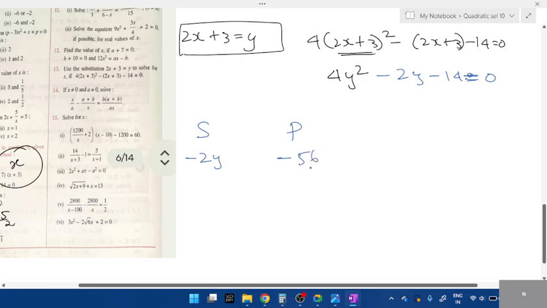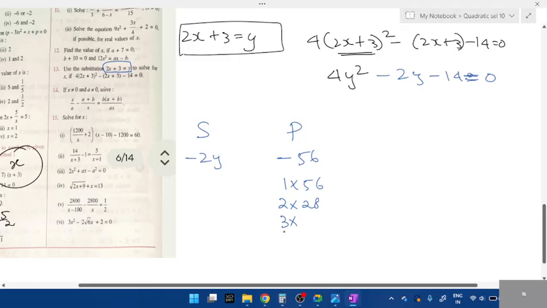56. What's the value? 28. Just check your fourth question. We've already done this. Only thing they mentioned is to use the substitution 2x plus 3 is equal to y. One minute, students. In the question, wherever you see 2x plus 3, take it as y. That is what they have meant.